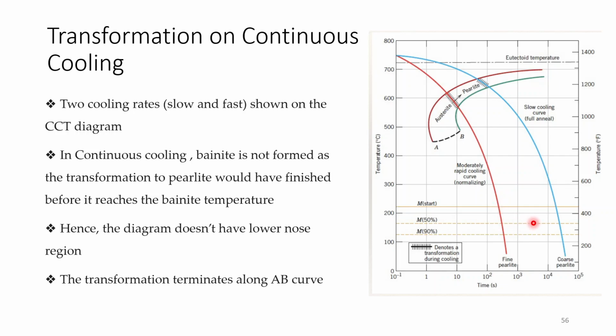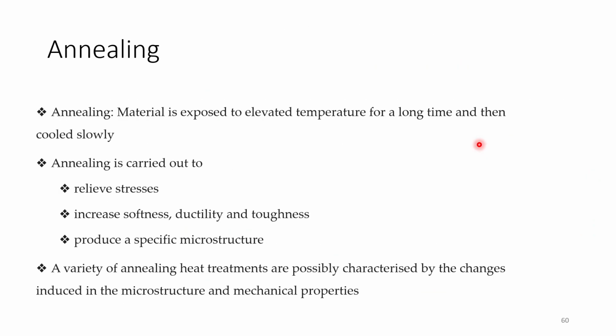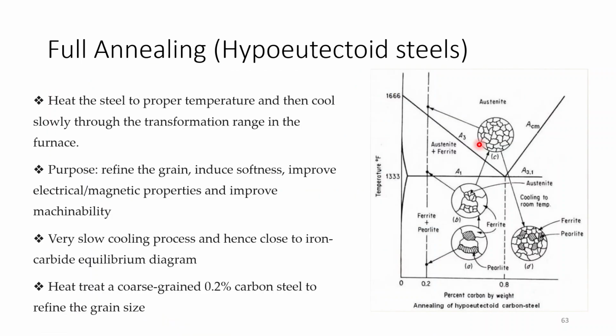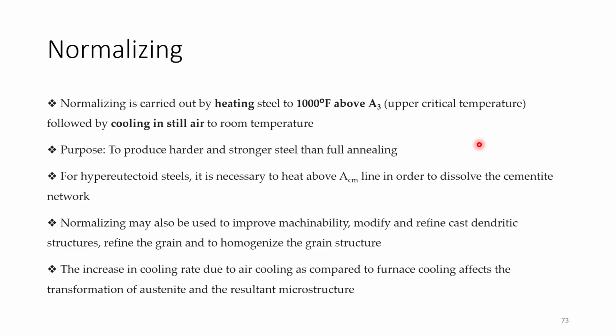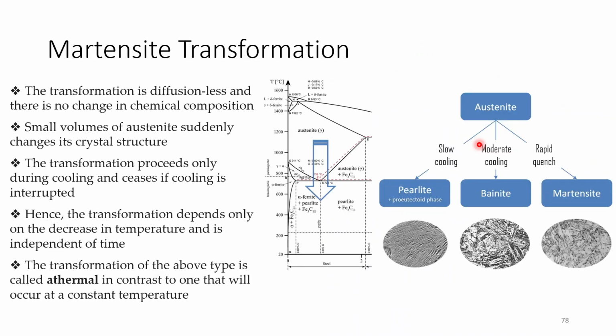It won't change with time as it occurs in the other phases such as pearlite and bainite, which are time dependent because they consist of diffusion rather than a thermal type of transformation, as in the case of martensite. Hence the transformation depends only on the decrease in temperature and is independent of time. The transformation of the above types is called athermal, in contrast to one that will occur at a constant temperature.